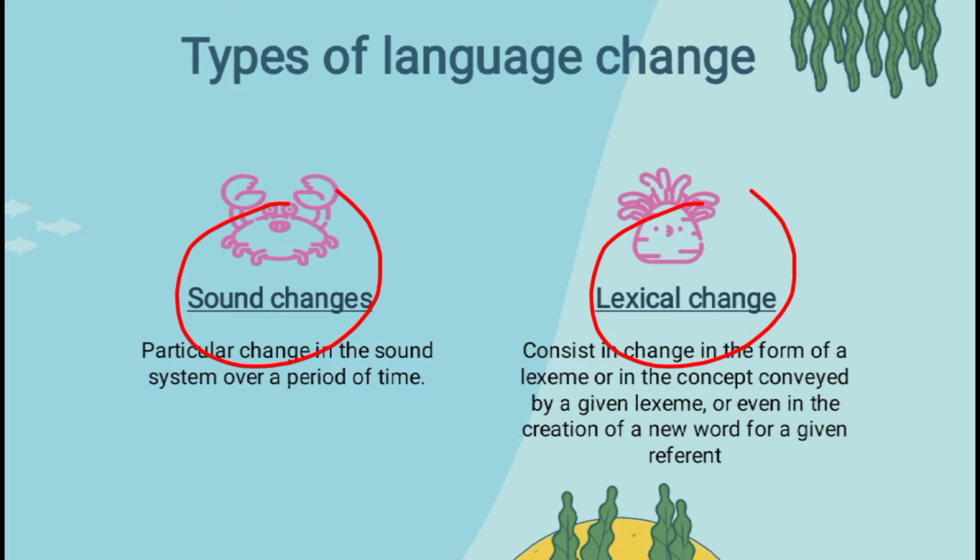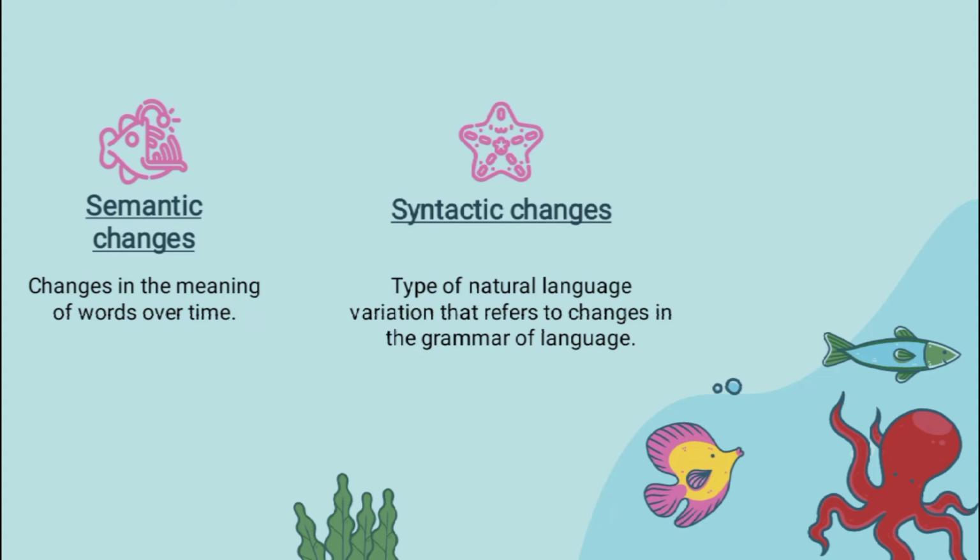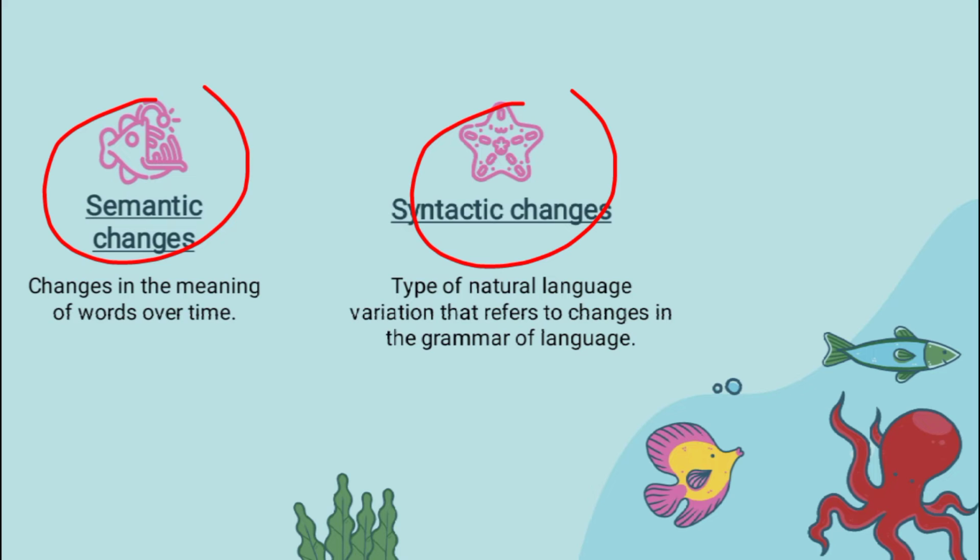And the second is lexical change. It consists in change in the form of a lexeme or in the concept conveyed by a given lexeme, or even in the creation of a new word for a given referent. And the third is semantic change. Semantic change is the change in the meaning of words over time. And the fourth is syntactic change. This is a type of natural language variation that refers to changes in the grammar of language.